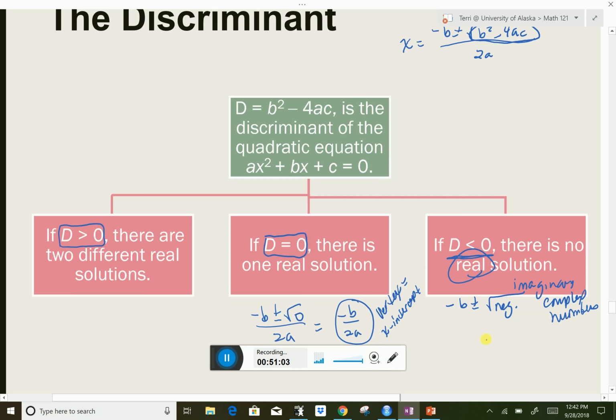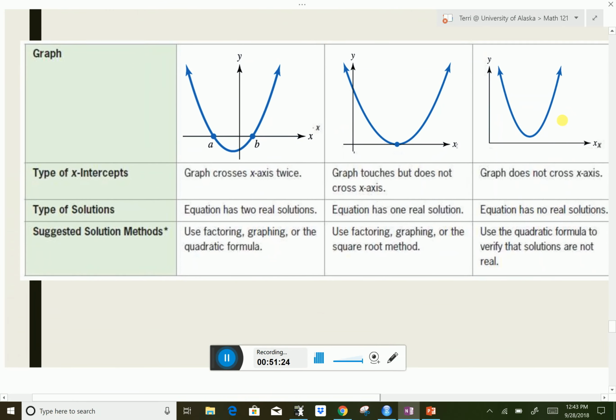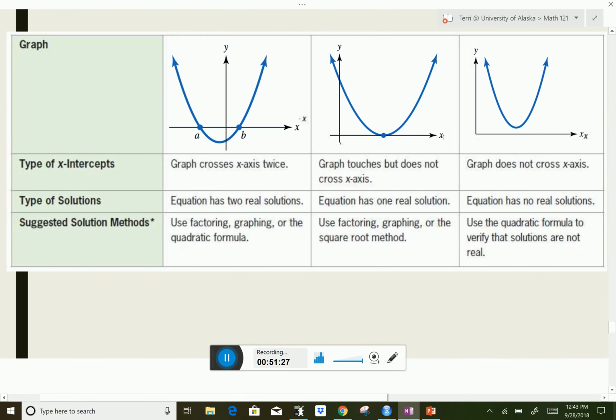And usually if we have our graph, this is when you have something like this. This occurs when something touches there, like the vertex is right there, and this is just what we've been doing. It has two real roots like this. So here is exactly what I just said in a bigger graph. So, type of x-intercepts: it crosses twice, touches the x-axis. So in other words, the vertex is the x-intercept.